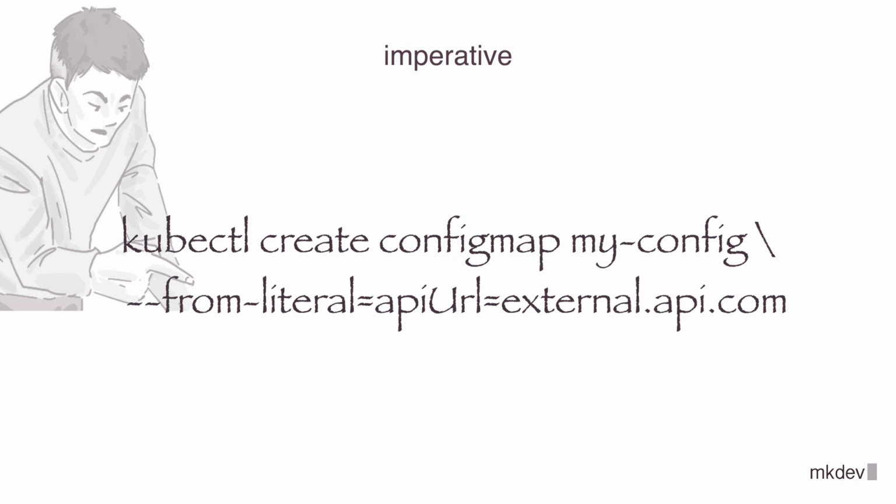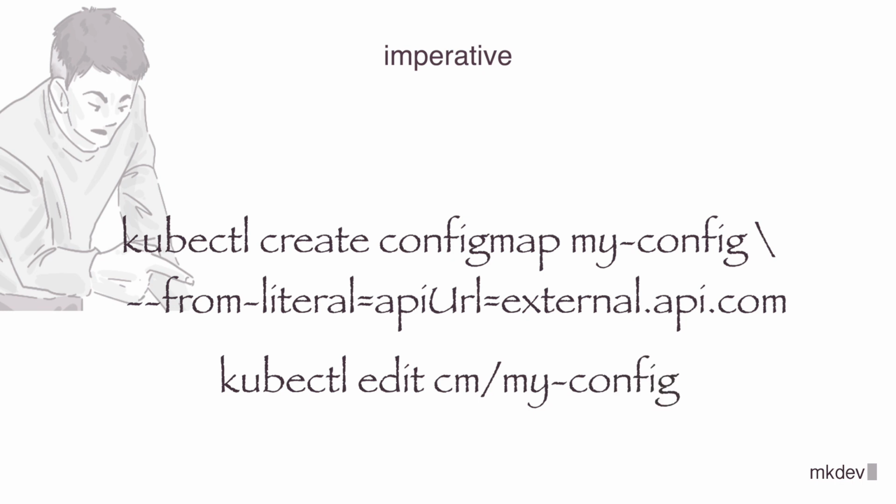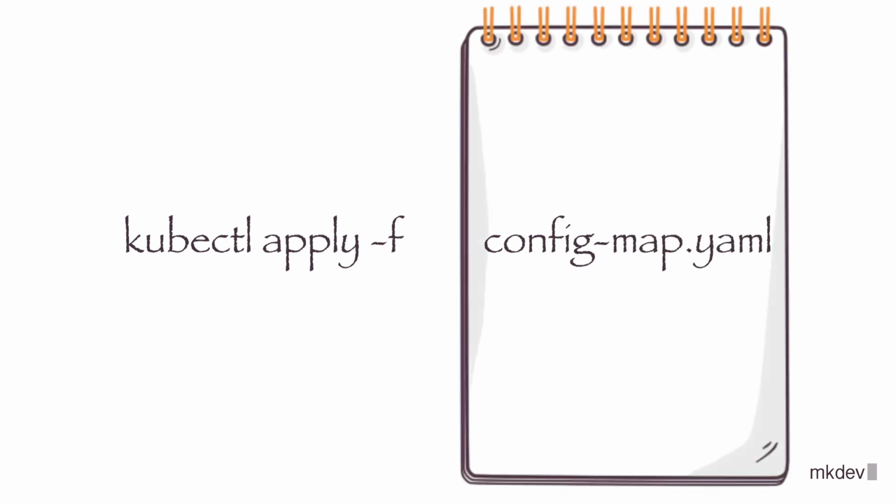If we want to change this config map, we need to run the kubectl edit command, and if we want to automate this, we need to store these imperative commands inside a script. But instead, we could run another command, kubectl apply, and simply pass it the YAML definition of this config map. That would be a declarative way to create this config map.